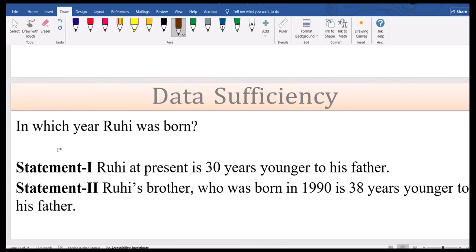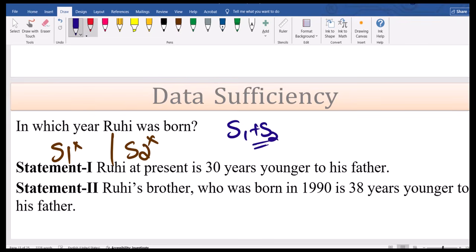One alone, no. Ruhi is connected to the father, but the father's data is not there. Two alone, no, because Ruhi is not given. Ruhi's brother's connection to the father is given, not Ruhi's. So two alone is not possible. Put together, we have to decide. Put together, let's see what we can find.